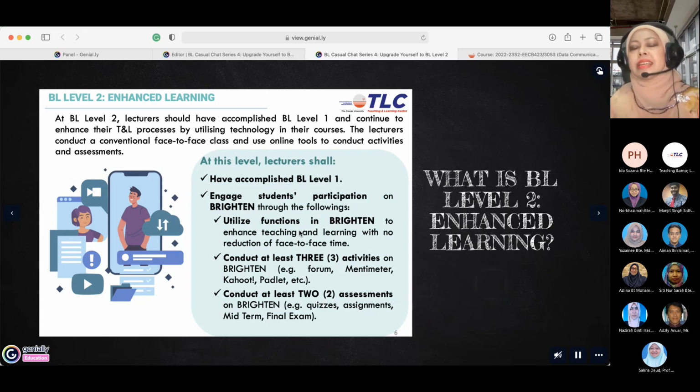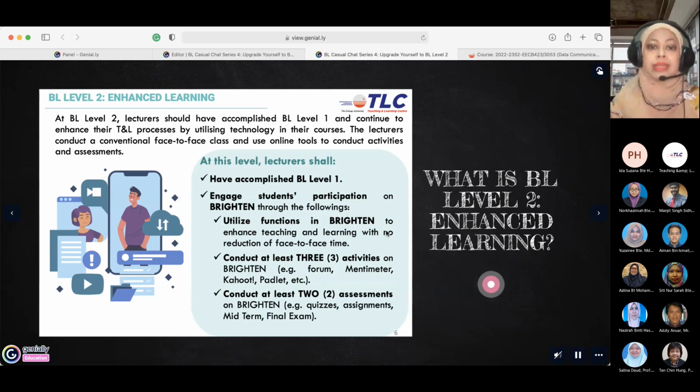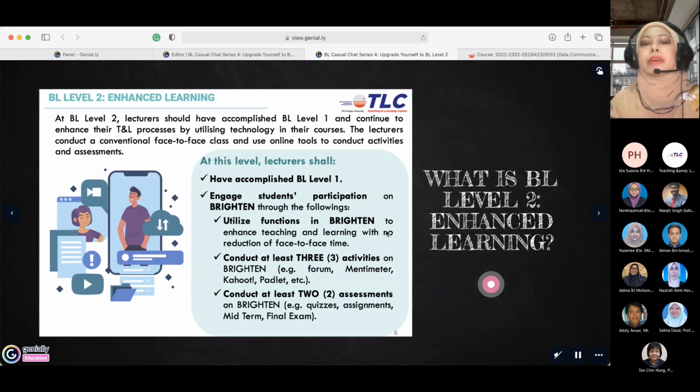It's a package actually for the activity types. I'm going to go through that. And bear in mind, there'll be no reduction of face-to-face time, meaning it's just going to complement. So the idea here is to complement. BL Level 2 will be supporting your teaching and learning activities in the classroom, but at the same time, will be complementing whatever you missed in the class, or perhaps you want the students to venture into themselves.